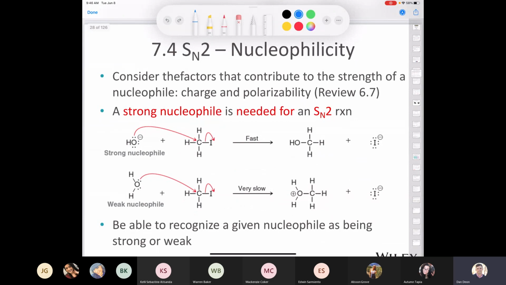Section 7.4 isn't a long section, but it's an important section. And there's a couple of tables I just want to show you and make some recommendations here.